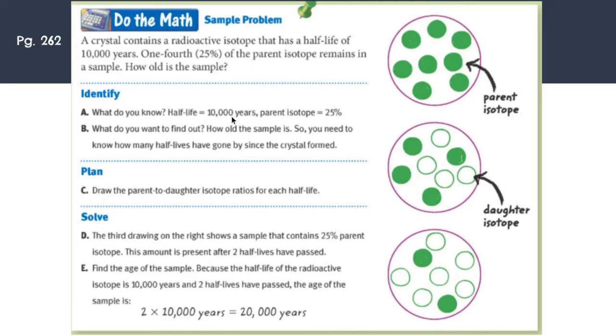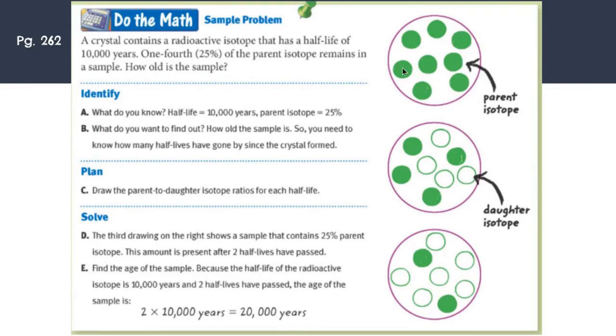So what do we know? We know that the half-life of this isotope is 10,000 years, and we know that about 1/4 of it, or 25%, is still parent isotope. What are we trying to figure out? We're trying to figure out how old the sample is. So we need to figure out how many half-lives have gone by. It wants us to draw the parent to daughter isotope ratios. So they did that here.